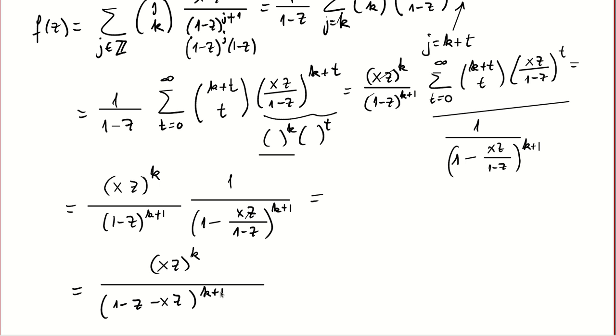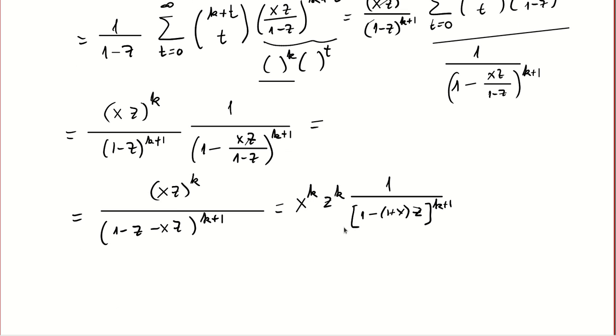Okay, can we write this in a different way? Well, slightly. We can put x to the k here, z to the k here, and this one here can be rearranged a little bit, just like this. It's 1 minus (1 plus x) times z to the power k plus 1. Okay, this is the generating function, right? Of course, it depends on k, as announced at the beginning.